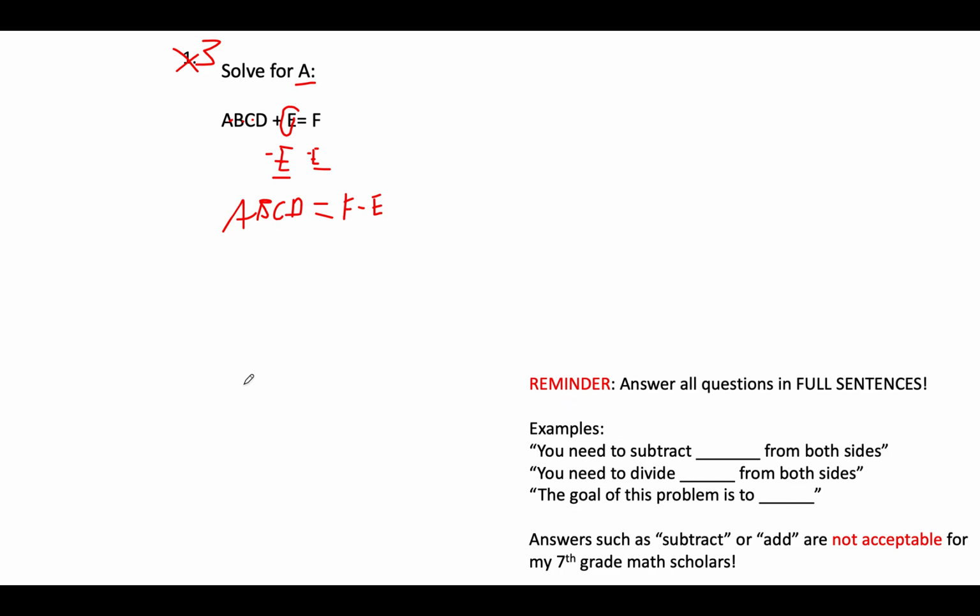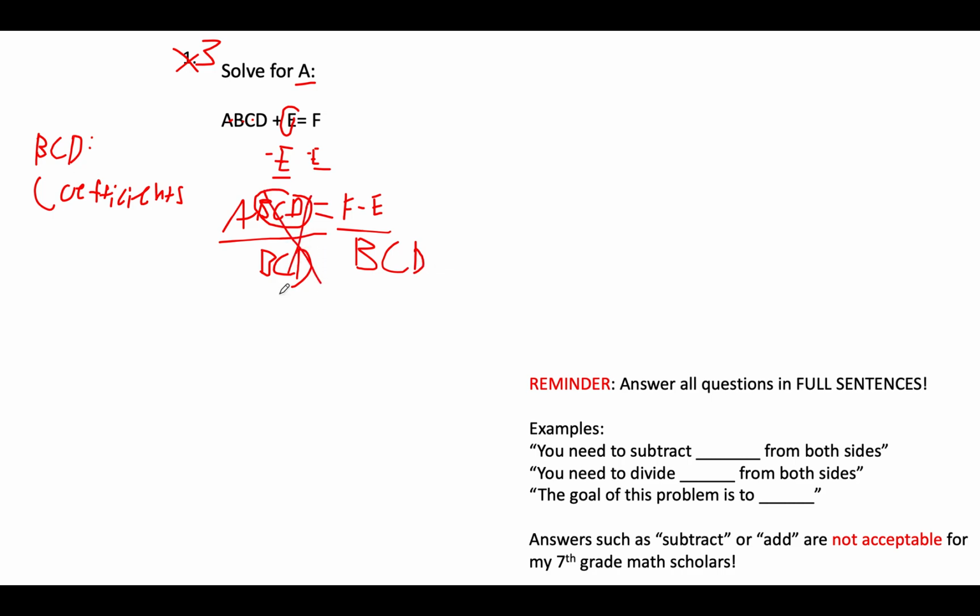To solve for A, we're going to have to get rid of all of these coefficients here. We can think of B, C, and D as all being coefficients on the variable A. We could divide both sides by B and do it one at a time, or we could divide by B, C, and D all at once. We get rid of all of our coefficients at once. Those will cancel out, and we get A equals F minus E divided by BCD. And that's going to be our final answer there.